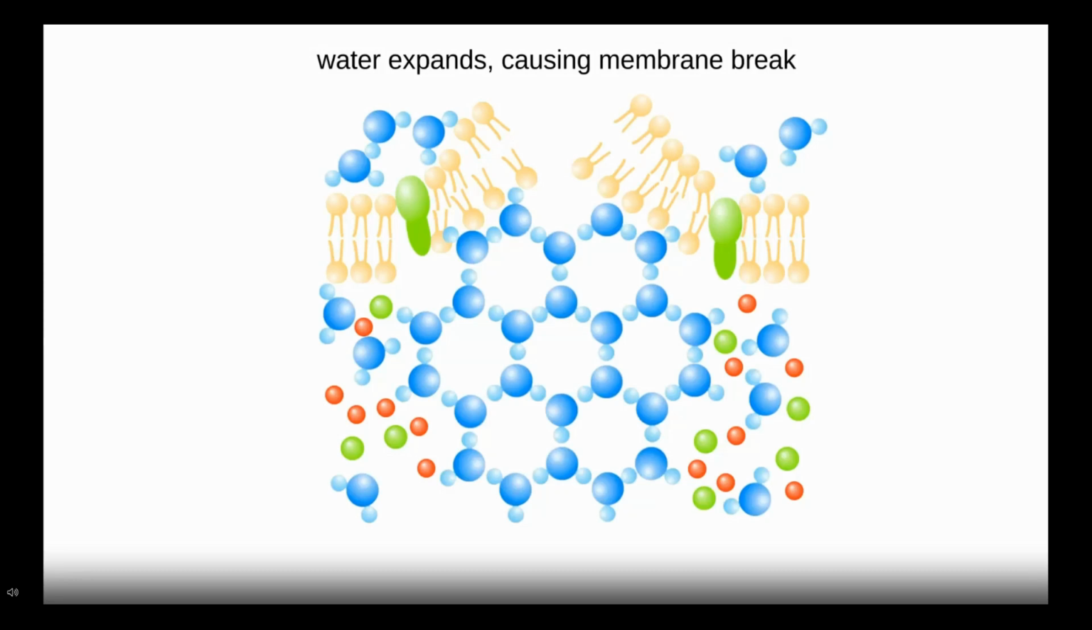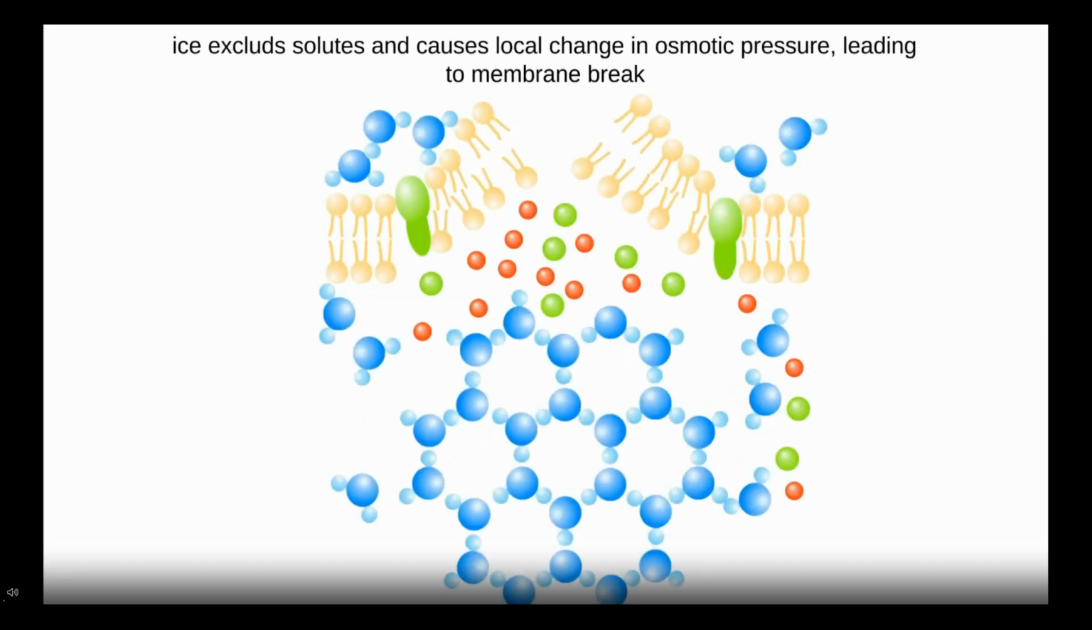tissues apart. Another thing that happens when the ice crystal forms is that all the solids, like proteins and salts, are excluded from the ice crystals, such that the local osmotic stress is going to be different. And this also basically can break the tissues apart. And so because of all of this, you have to avoid ice crystal formation.